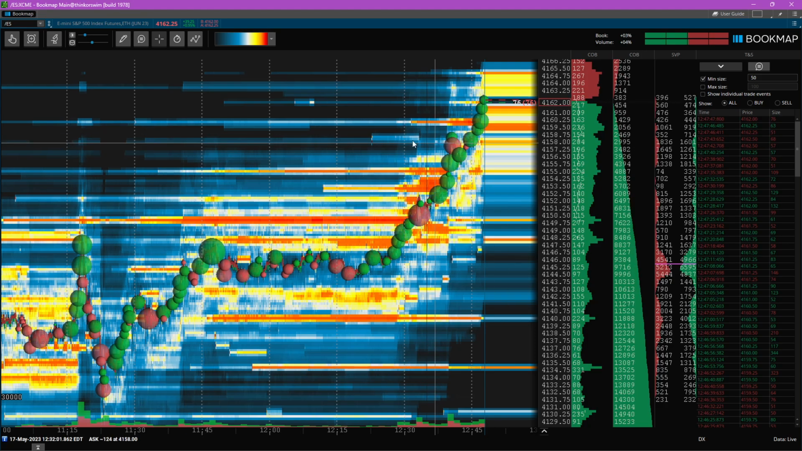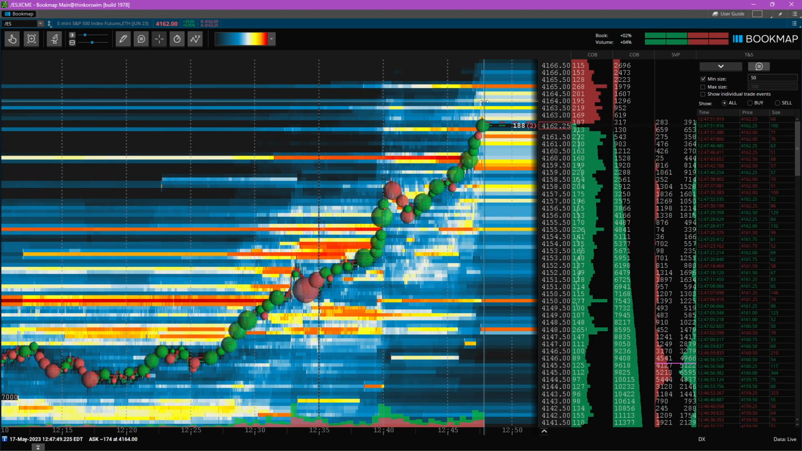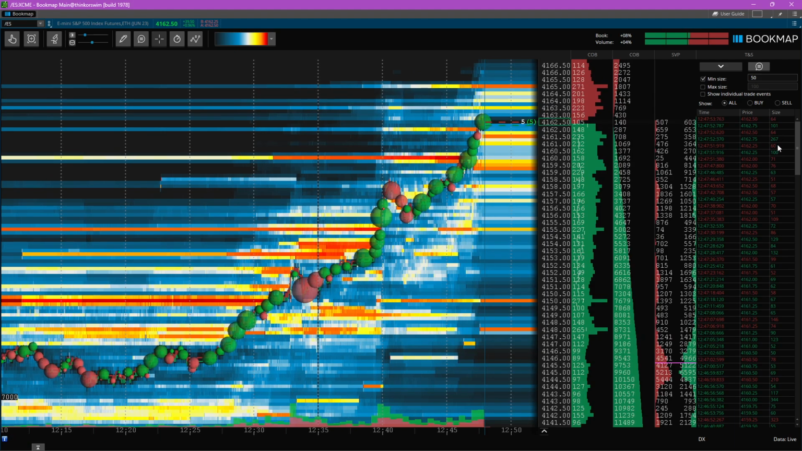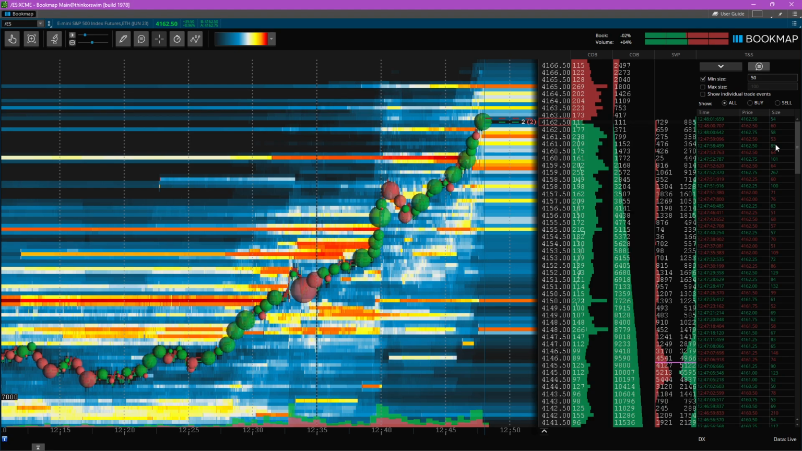No huge sellers right now. No huge sellers. 63.5. Look at these buyers coming in. So about 450 contracts right there. These are all big orders.